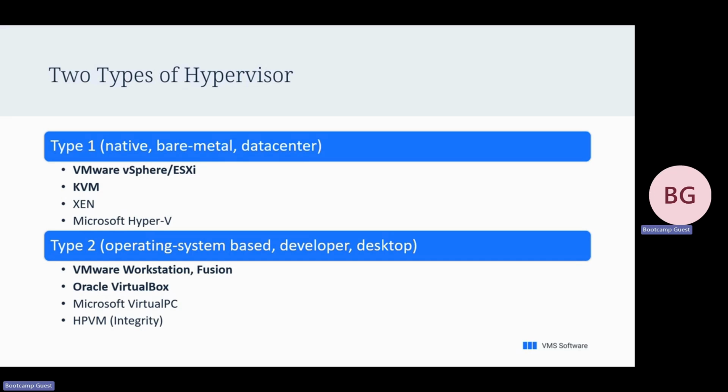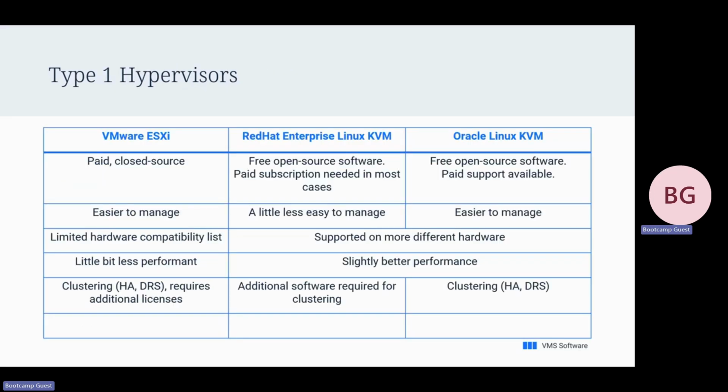So the ones in bold are the ones that we support on OpenVMS, and I'll go into one of the other ones a little bit later. But let's try and take a look at what some of those differences are. So VMware ESXi, of course, it's a paid product. It's not open source. Once you get the hang of it, it's pretty easy to manage.